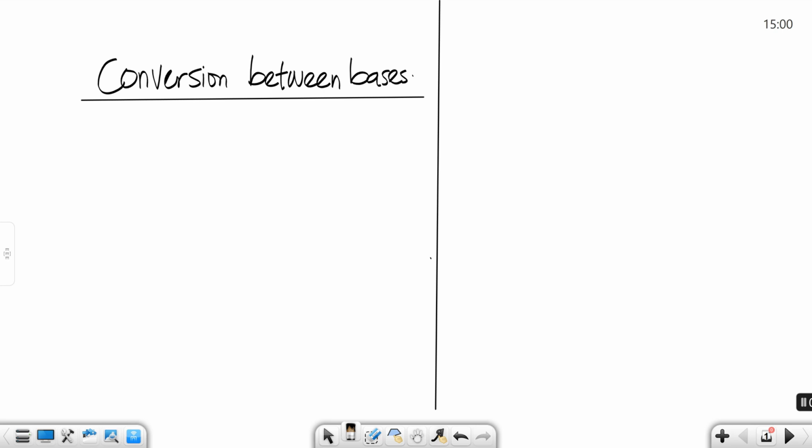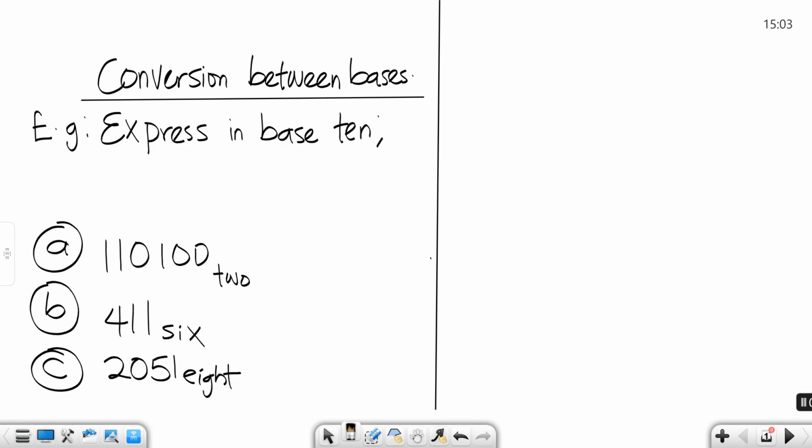Converting numbers from other bases to base 10. In our last lesson, we converted from base 10 to other bases. Today's lesson, we are going to be converting numbers from other bases to base 10. Let's express these numbers in base 10.